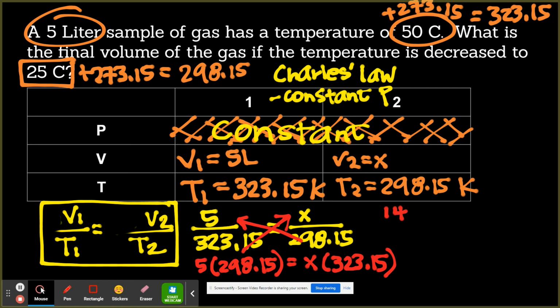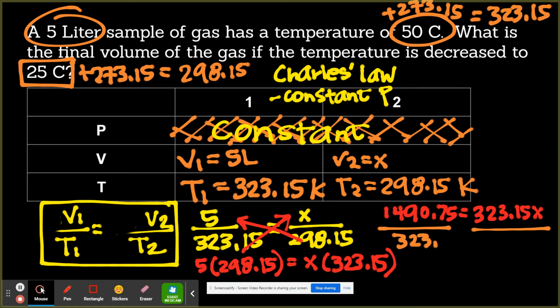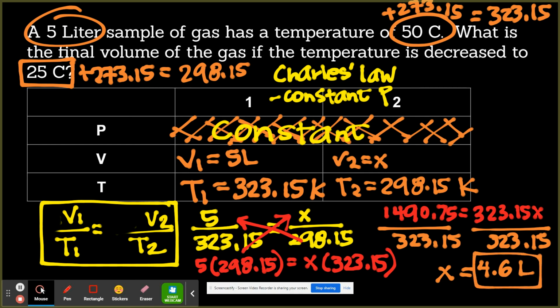This is 1,490.75 equals 323.15x. How do you solve for x? Divide both sides by 323.15. X is equal to 4.61, or let's just say 4.6. And again, the unit will be the same as the other variable, which is liters. There you go. So again, guys, this is Charles' law, from our original combined gas law equation. Here, the constant is P.